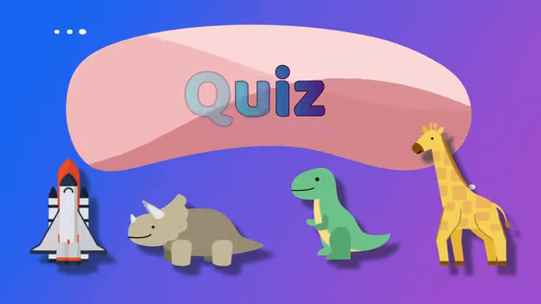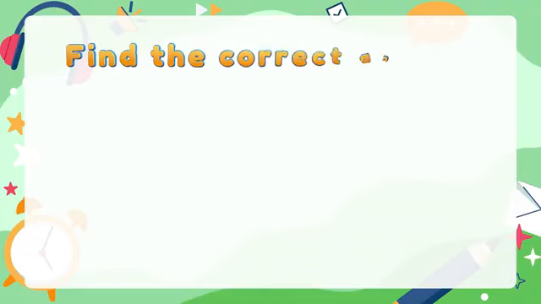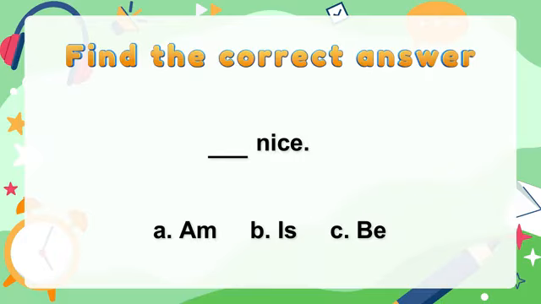Quiz. Find the correct answer. Blank nice. Nice is an adjective. It goes with base verb be. Correct sentence is C. Be nice.